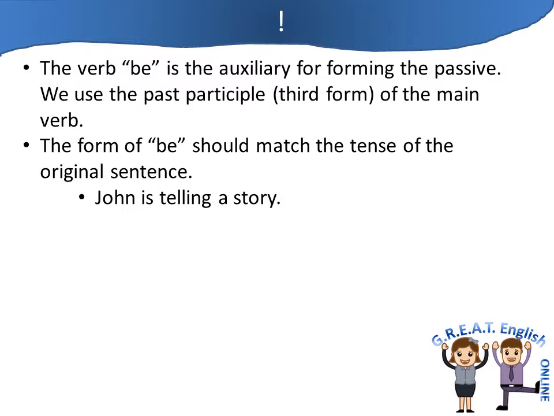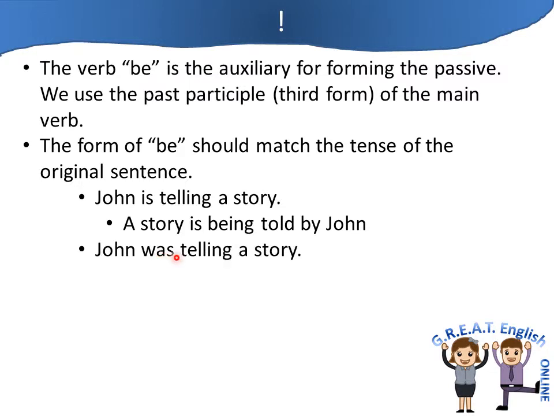Here are some examples. John is telling a story. What tense is that? Present progressive or present continuous. A story is being told by John. So you see we have be in the progressive, which we don't normally use, but we can use it in the passive. Is being, and then we have the third form told for the main verb. John was telling a story. What tense is that? That's past progressive or past continuous. And a story was being told by John.